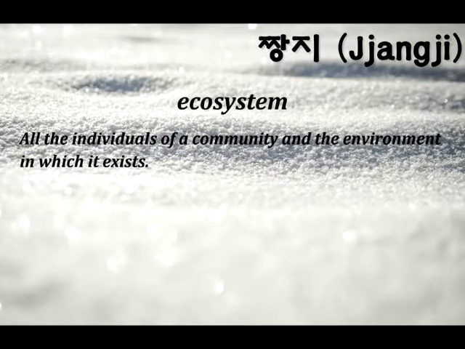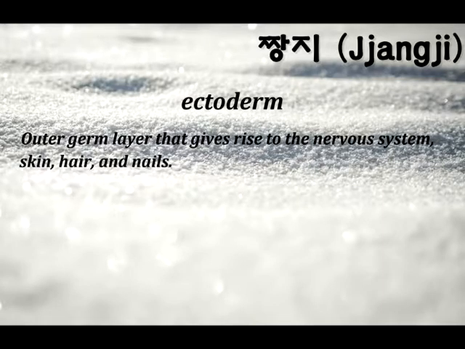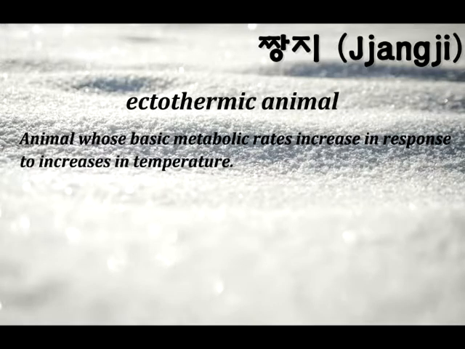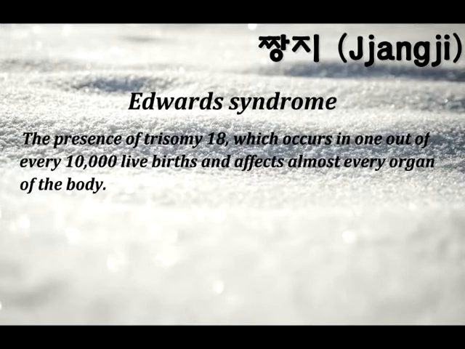Ecosystem: all the individuals of a community and the environment in which it exists. Ectoderm: outer germ layer that gives rise to the nervous system, skin, hair, and nails. Ectothermic animal: animal whose basic metabolic rates increase in response to increases in temperature. Edwards syndrome: the presence of trisomy 18, which occurs in 1 out of every 10,000 live births and affects almost every organ of the body.